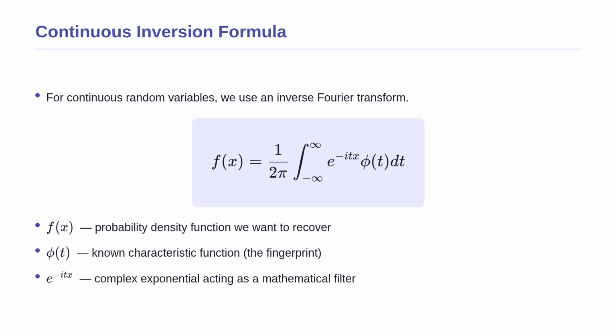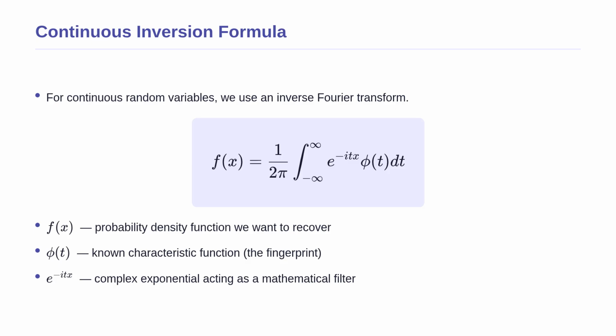Now that we understand what the inversion theorem does conceptually, let us look at its mathematical form for continuous random variables. This formula comes directly from the concept of an inverse Fourier transform. On the left, f of x is the probability density function we are trying to recover. Inside the integral, phi of t is our known characteristic function, our mathematical fingerprint. The term e to the power of negative itx is a complex exponential that acts as a mathematical filter, isolating the specific probability at the point x.